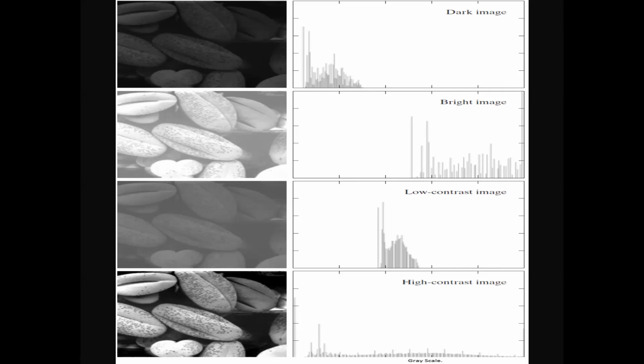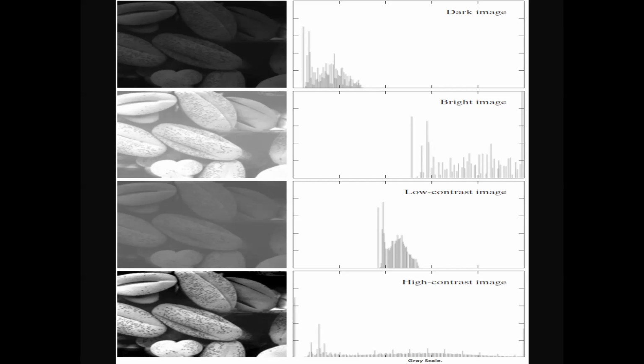Coming to the high contrast image, the histogram will be spread over the entire range of the image grayscale. The entire range of the image grayscale is nothing but 0 to L minus 1. So here the histogram is spread over the entire interval 0 to L minus 1 of the image, and that 0 to L minus 1 is nothing but the grayscale.